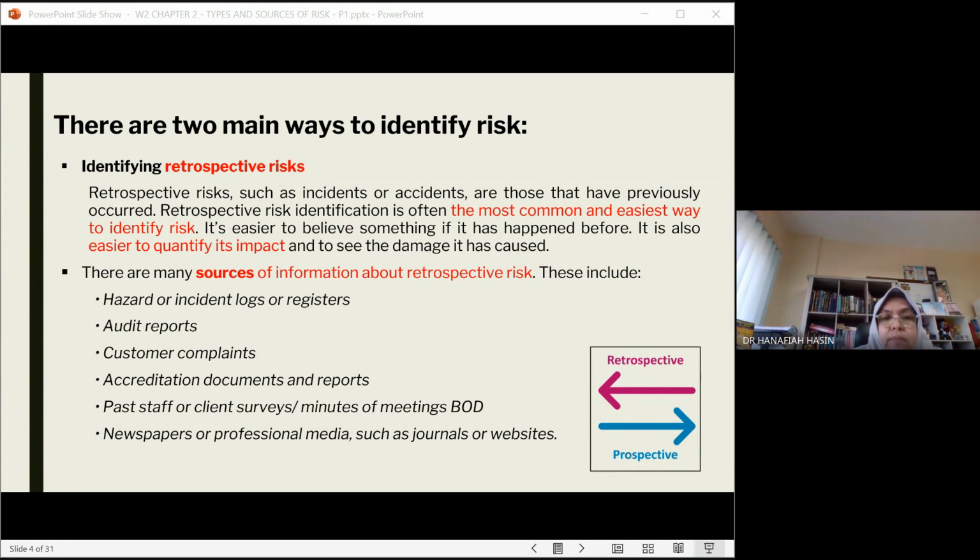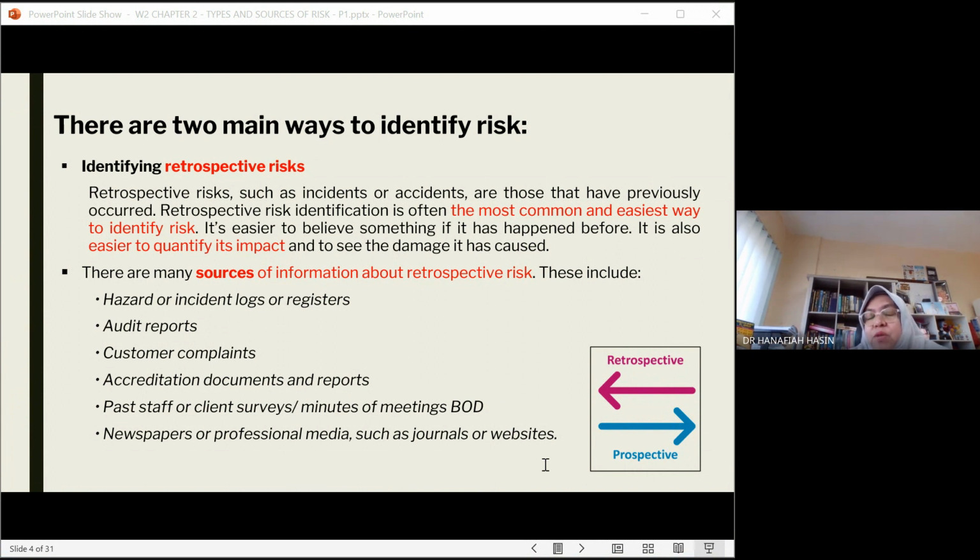As for the sources, how can we get the information? You can see the hazard or incident log or register, which is the past document, the record of the past incidents or accidents, and the causes will be there. Audit reports are another valuable source of information, as they provide an overview of the organization's processes and systems. Customer complaints are also useful information. They can provide insight into the company and its customer service, and highlight areas for improvement.